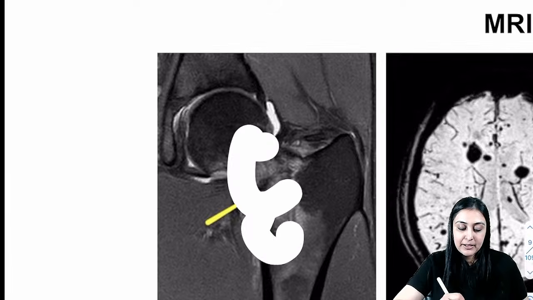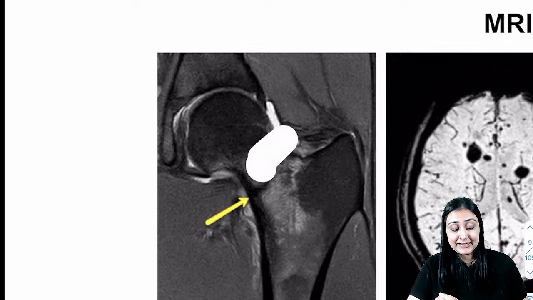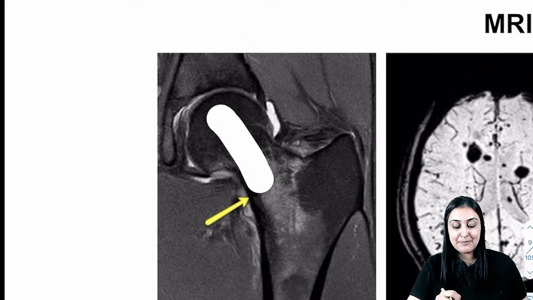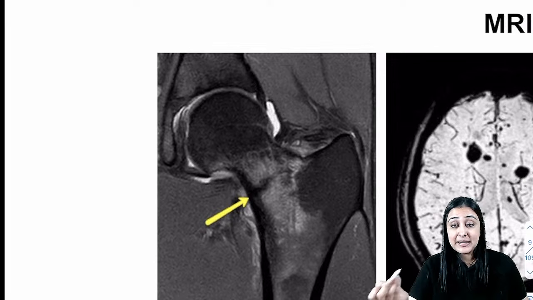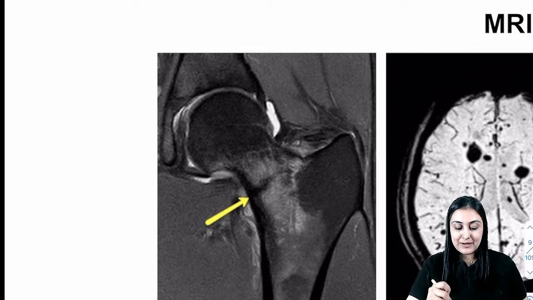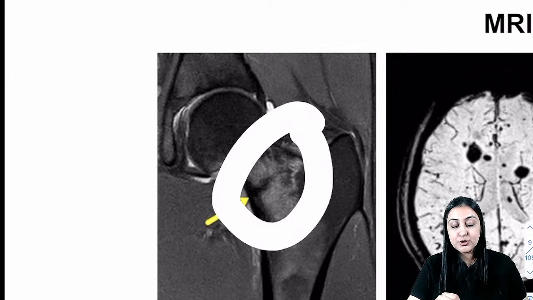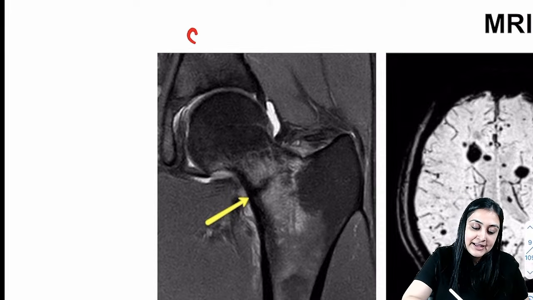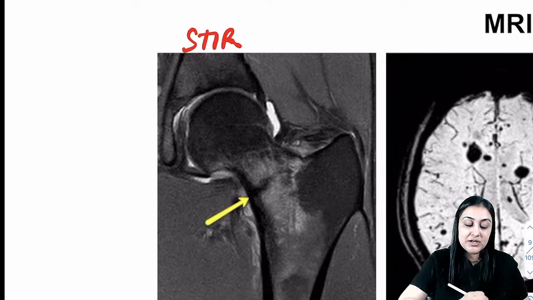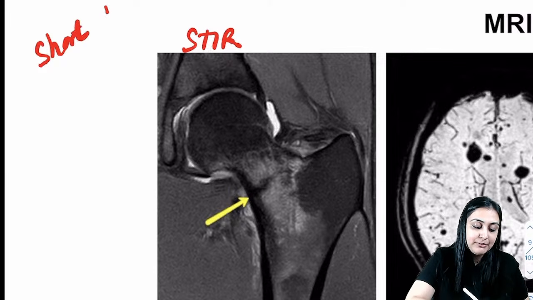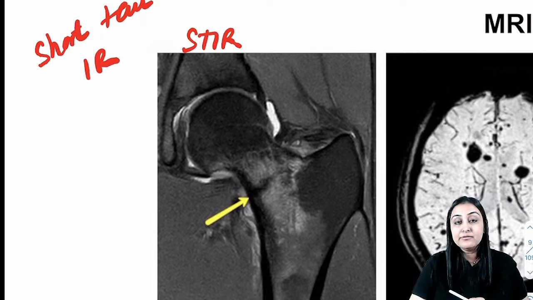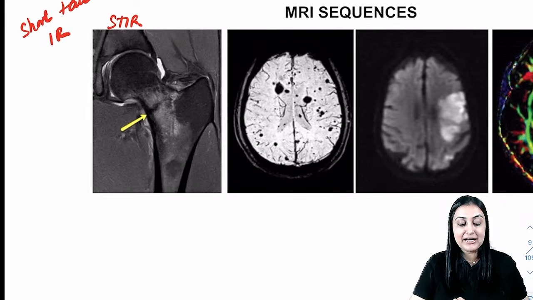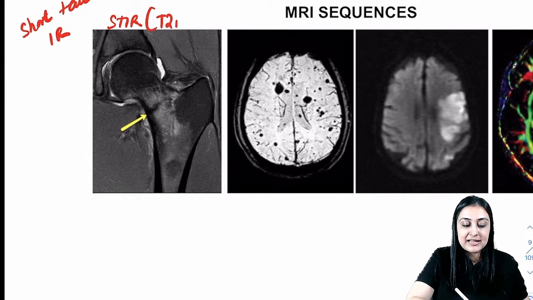So now when I want to pick up bone marrow edema, do you agree that I need to suppress the fat? Because marrow is predominantly made up of fat, right? Bone marrow has yellow fat. So that is why I need to suppress the fat in order to pick up bone marrow edema. And that gave birth to the next sequence, which is STIR. What does STIR stand for? No need to remember, but short tau inversion recovery. STIR stands for short tau inversion recovery, and that is again a T2 weighted sequence minus fat.